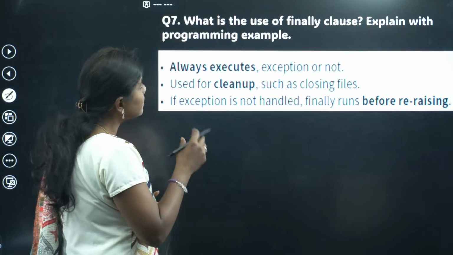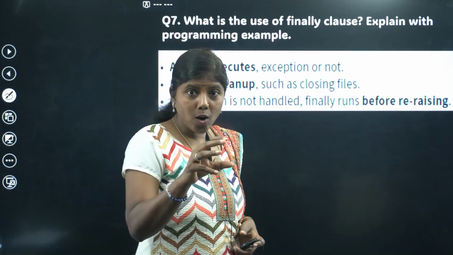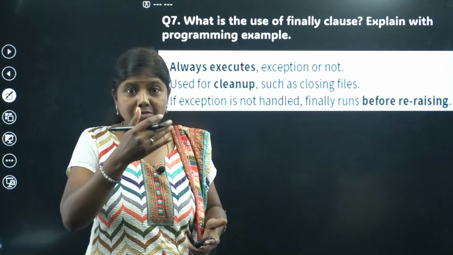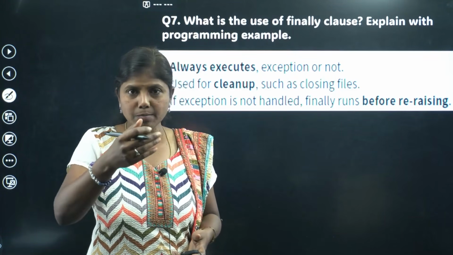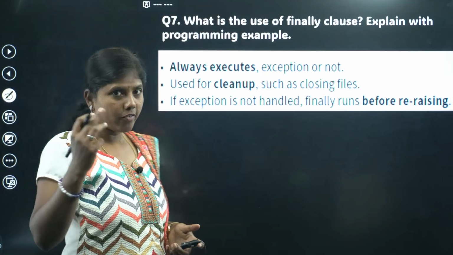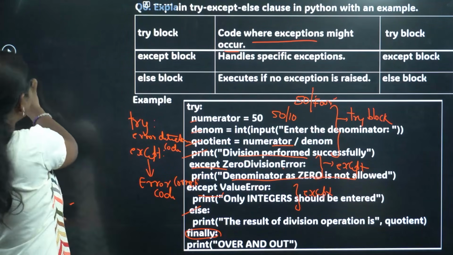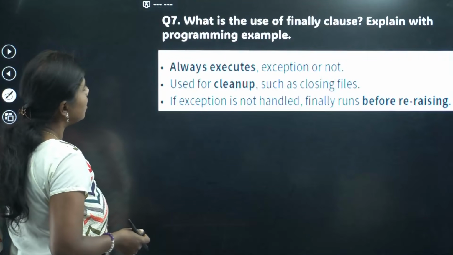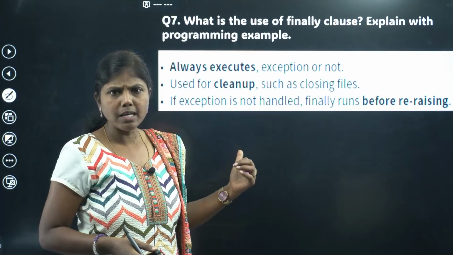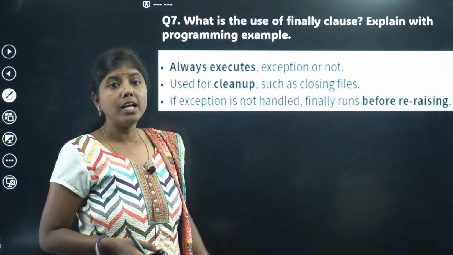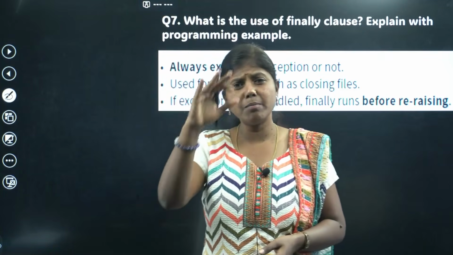The next question is: what is the use of finally clause, explained with a programming example? So now, in the previous slide, you have already seen there are different kinds of blocks. What are the different kinds of blocks you have seen in the previous example? Try block, except block, else block, finally block, right? You can just see finally here. This is what we are talking about. So, what is the use of finally clause explained with a programming example? You can give the same example and explain this. Whenever they ask you for an example, if you study that one example for this chapter, it's more than enough. You can give the same example everywhere.